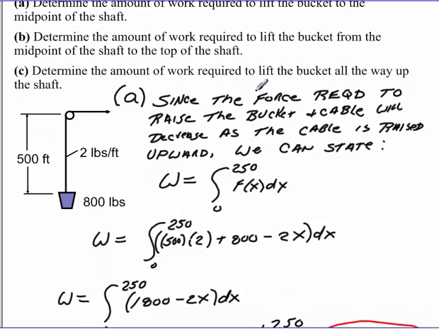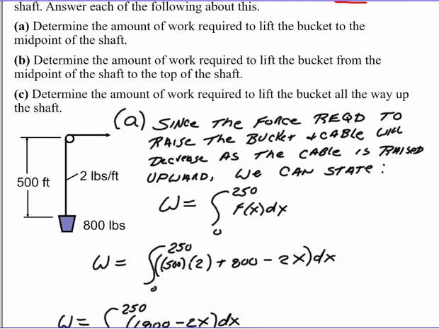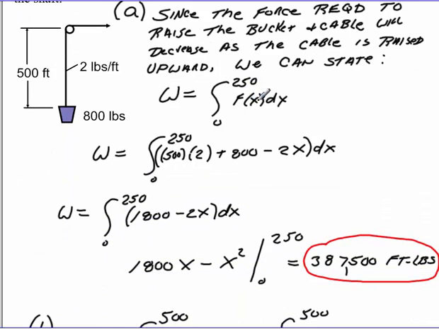Now I noted here, since the force required to raise the bucket and the cable will decrease as the cable is raised, meaning as you raise this, you end up with less force because your cable is becoming shorter. So it won't require as large a force to raise it. So I can say, using the integral, that work is going to be the integral from 0 to 250, where 250 is the midpoint of the 500-foot mine shaft.